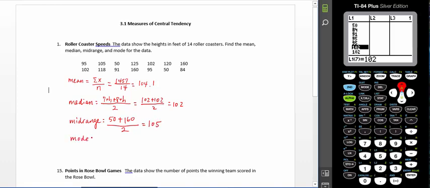Lastly, mode, or modes if you have more than one. It looks like, let's see, for 95 there are 2 of them. There are 2 95s, and then there are 2 102s, and there are 2 160s. So the modes would be 95, 102, and 160.